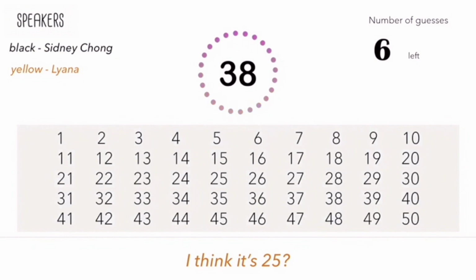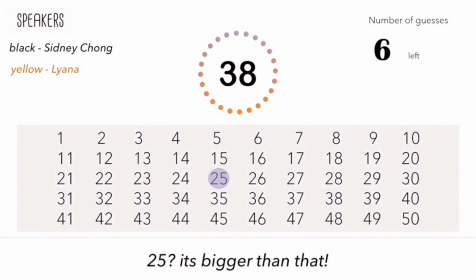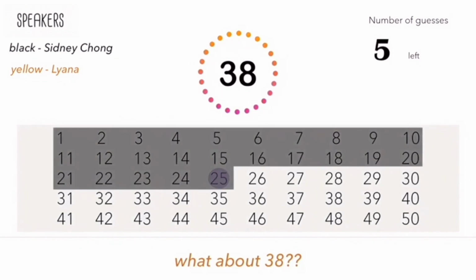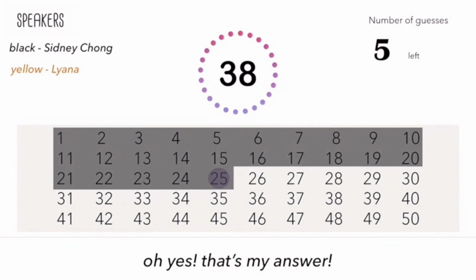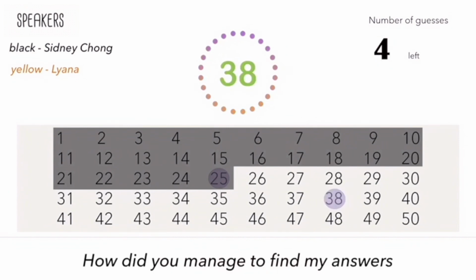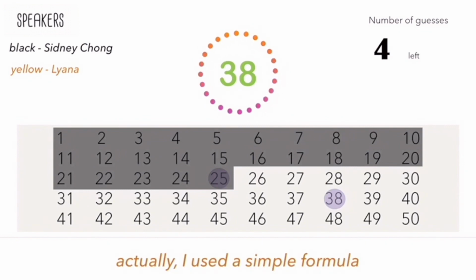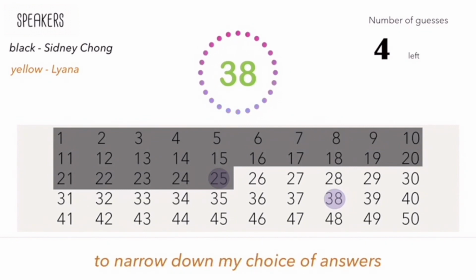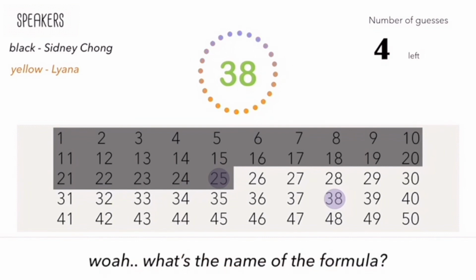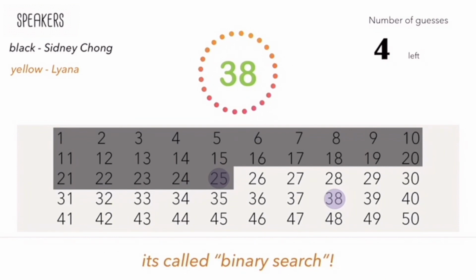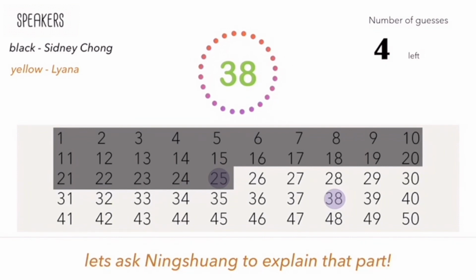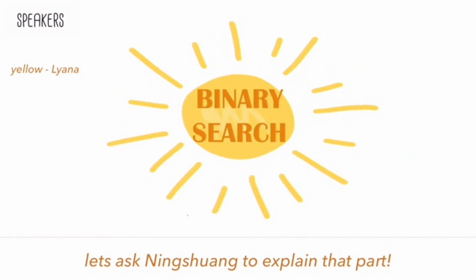I think it's 25. 25? It's bigger than that. What about 58? Yes, that's my answer. So, Liana, how did you manage to find my answers so quickly and accurately? Actually, I use a simple formula to narrow down my choice of answers. Whoa, what's the name of the formula? It's called binary search. Let's ask Ning Song to explain that part.